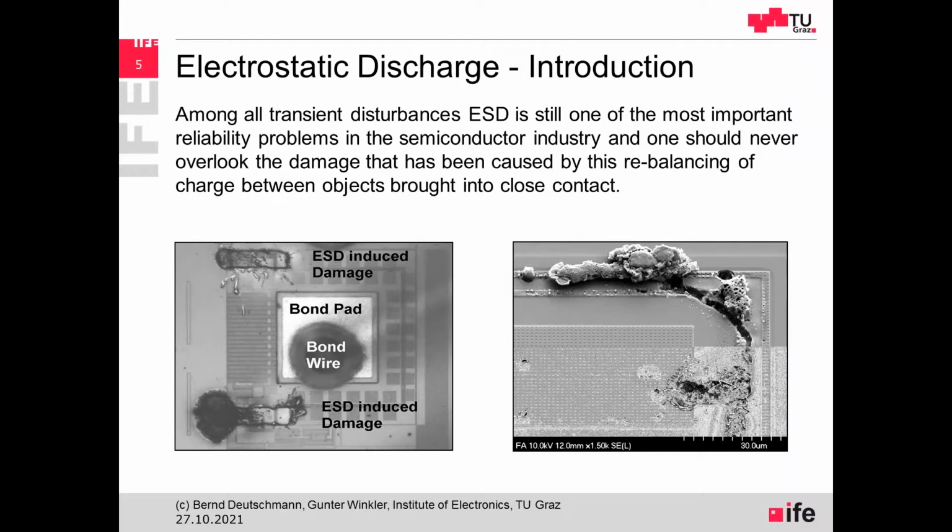So among all transient disturbances, electrostatic discharge is still one of the most important reliability problems in the semiconductor industry. And I'm pretty sure the semiconductor industry has lost billions of dollars due to electrostatic discharge problems.